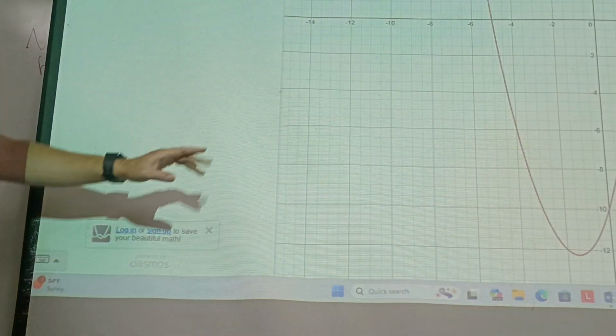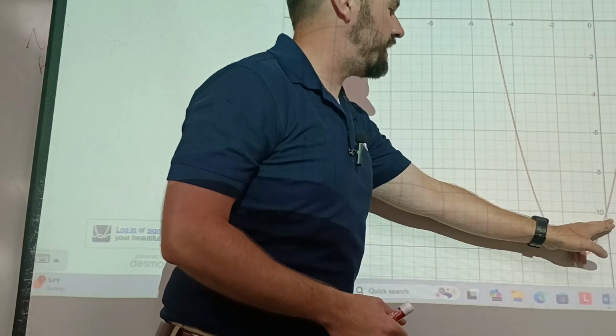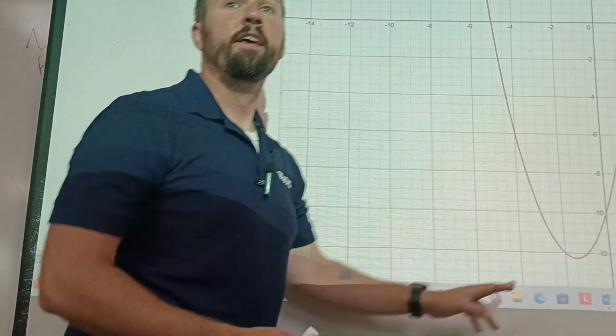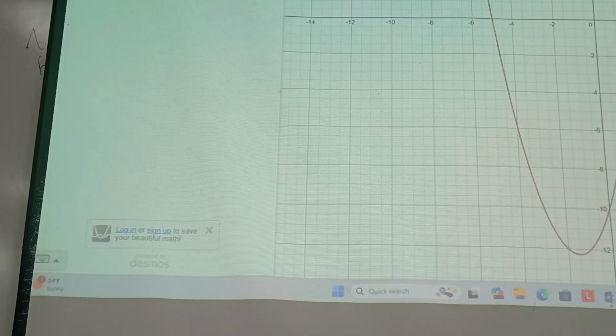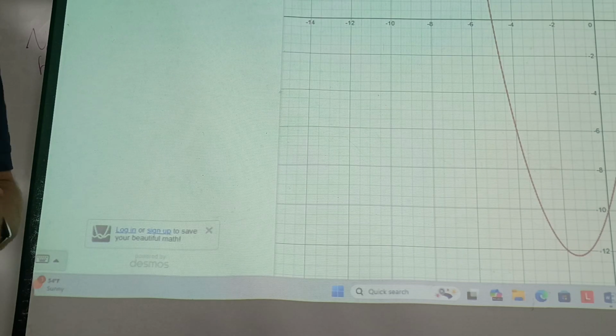All right. So for my y-intercept, when I look at this graph, where does it cross the y-axis? -10. Am I going to write -10 as the y-intercept? No, because the y-intercept is a point. It's 0, -10. Sound good? And that's it. We are on pace. We did it. Nice job, guys.